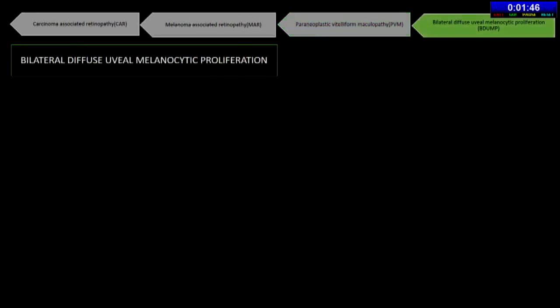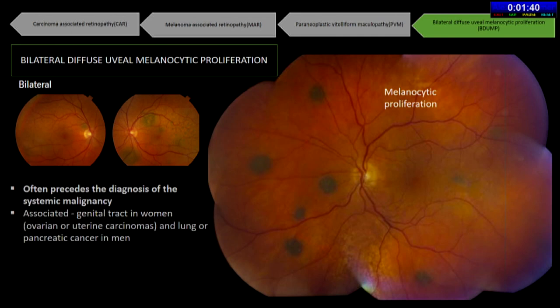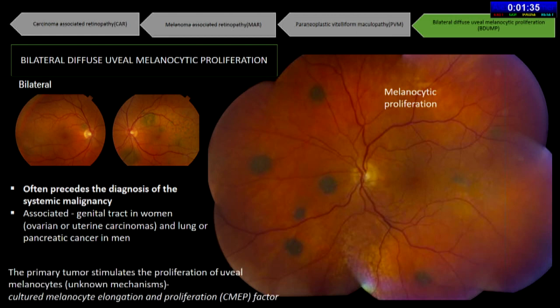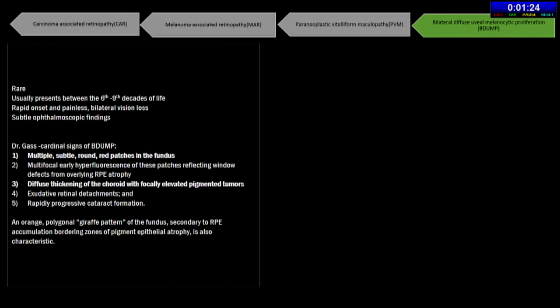So the rarest entity is BDUMP. As the name says, it's bilateral. It has diffuse melanocytic proliferation, and it often precedes the diagnosis of malignancy. We don't know how it actually happens, but there is a role of cultured melanocyte elongation and proliferation factor in this. So this is a late presentation, in the 6th to 9th decade of life, with rapid onset of painless bilateral decrease in vision.